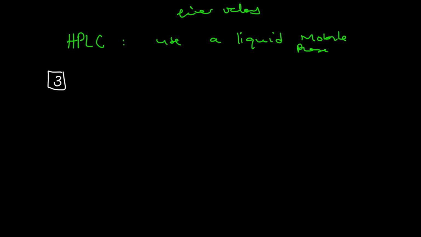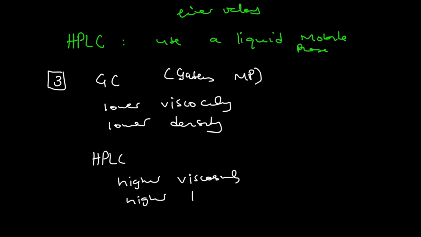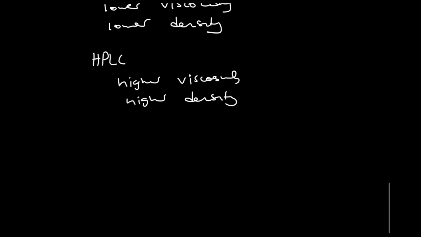We said in GC we've got a gaseous mobile phase, and as a result of that, in GC we're going to have lower viscosity and lower density. However, in HPLC, we are going to have higher viscosity and higher density. These viscosities and densities, which differ between the two separation techniques, will have an impact on the manner in which the column is operated.